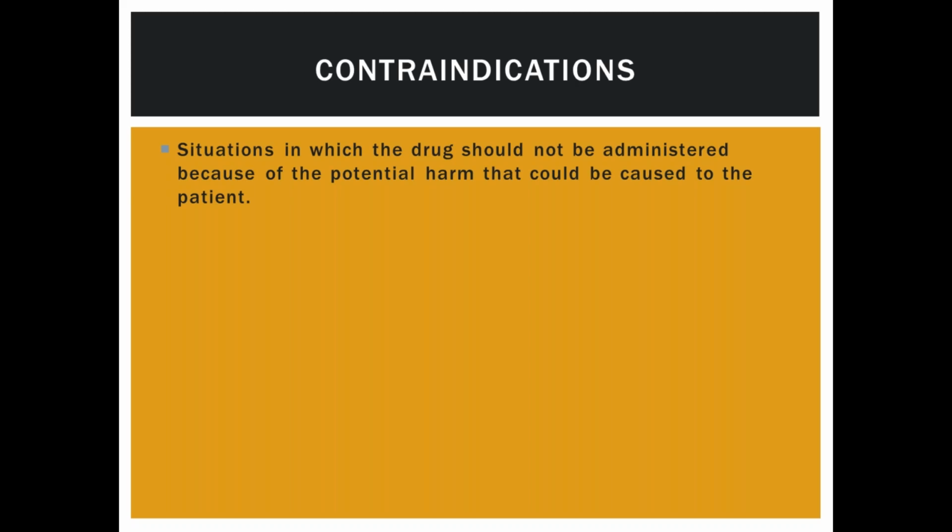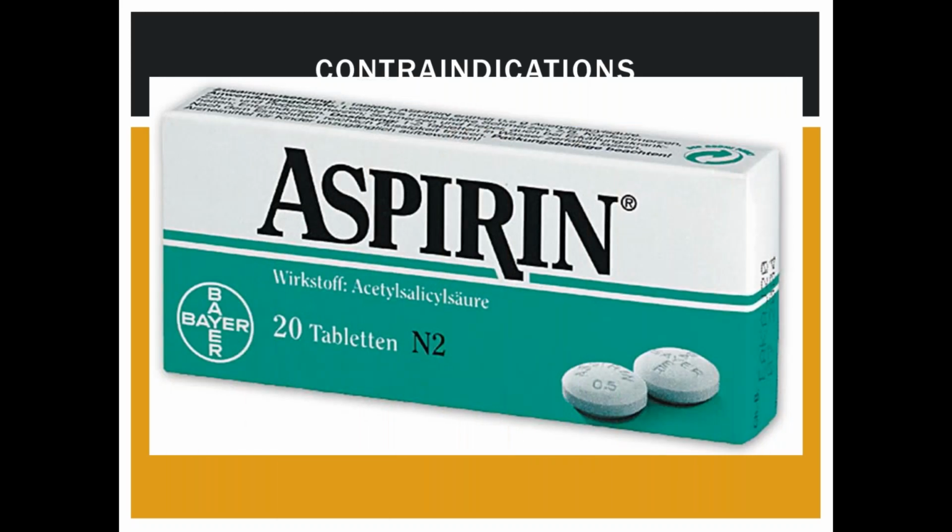Our contraindications are going to be situations in which the drug should not be administered because there could be potential harm caused to the patient. So with aspirin, a contraindication is going to be stroke-like symptoms because this is an antiplatelet. If somebody's suffering from a stroke, there could be a potential head bleed inside that patient's head. And so if we administered aspirin, we could make that head bleed substantially worse.